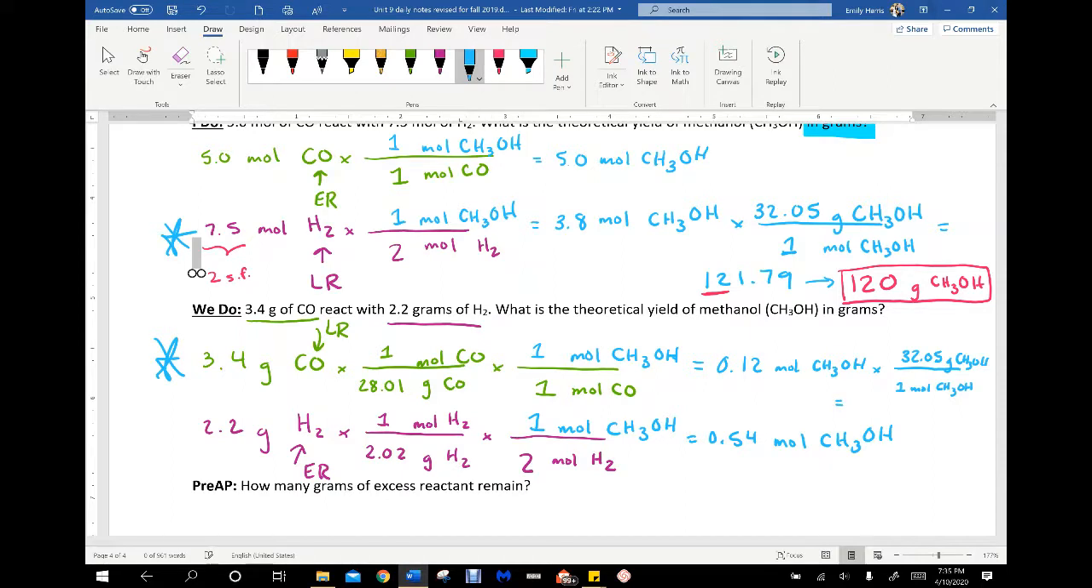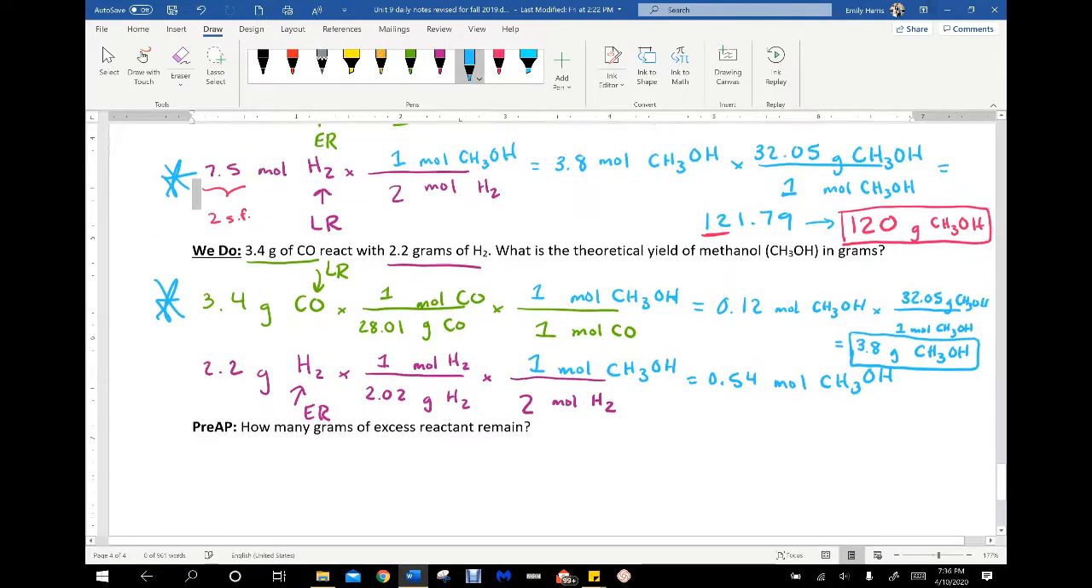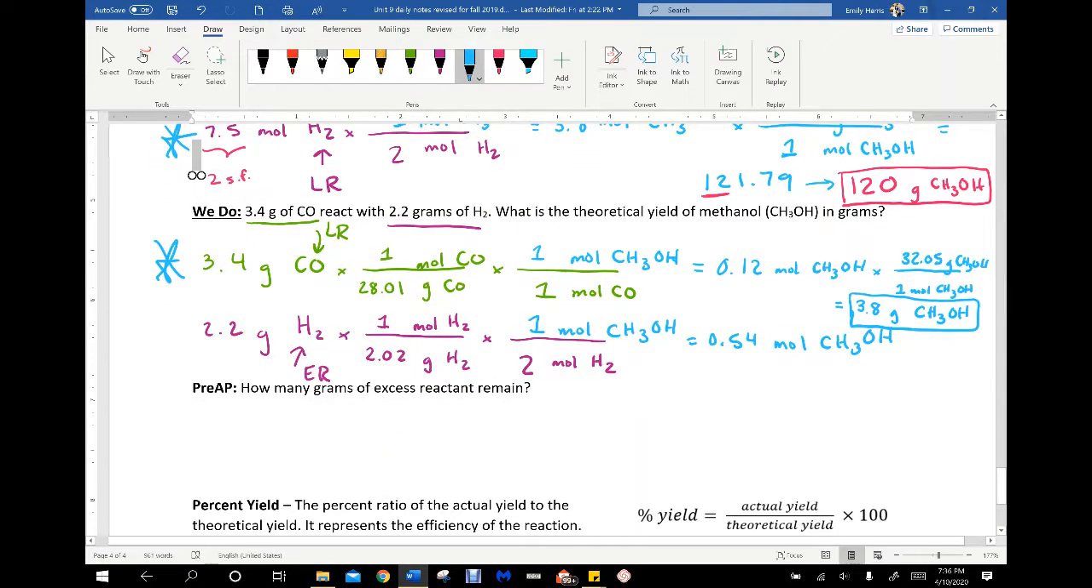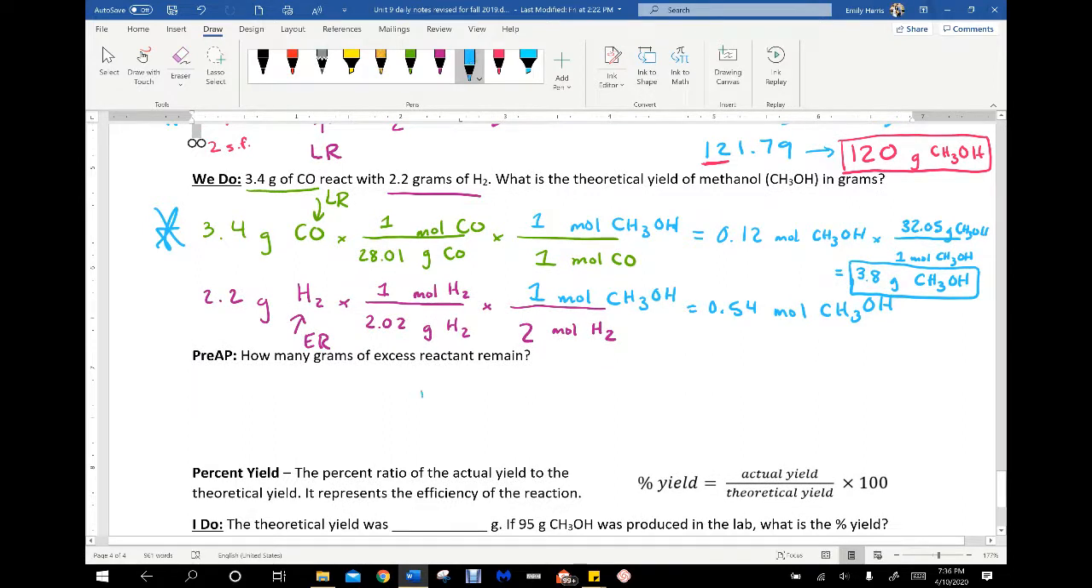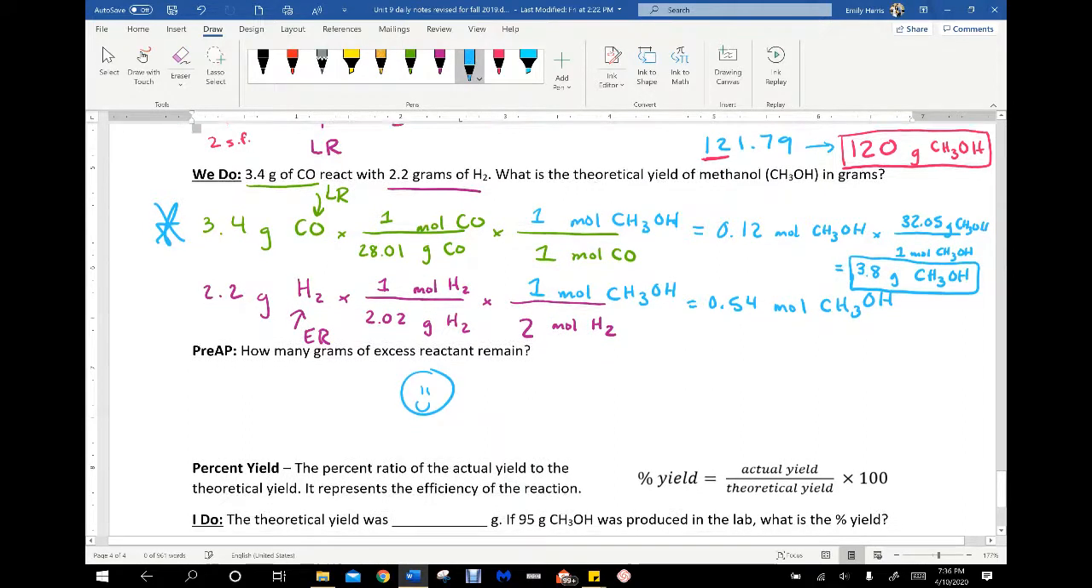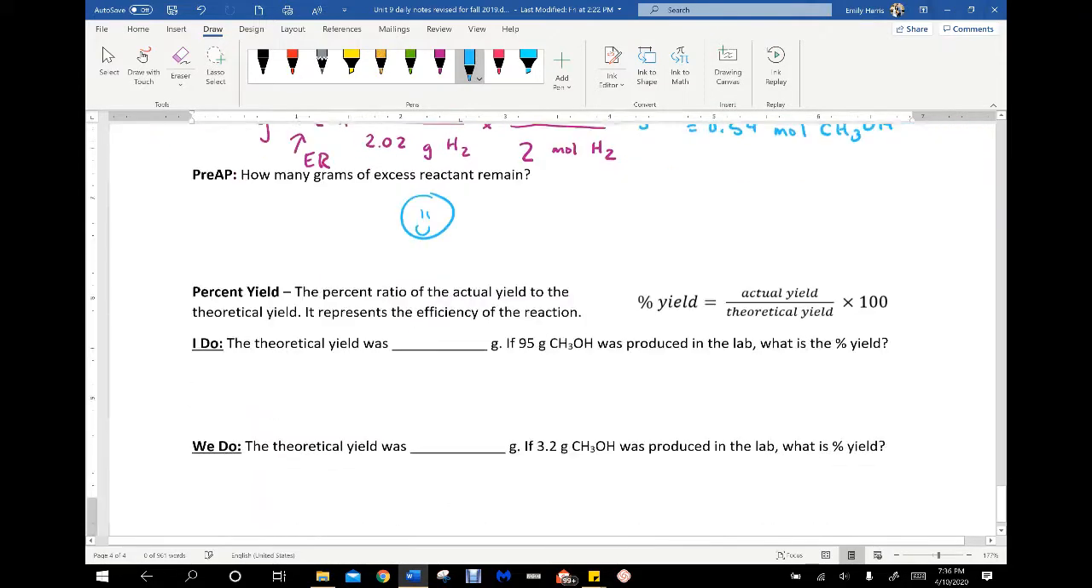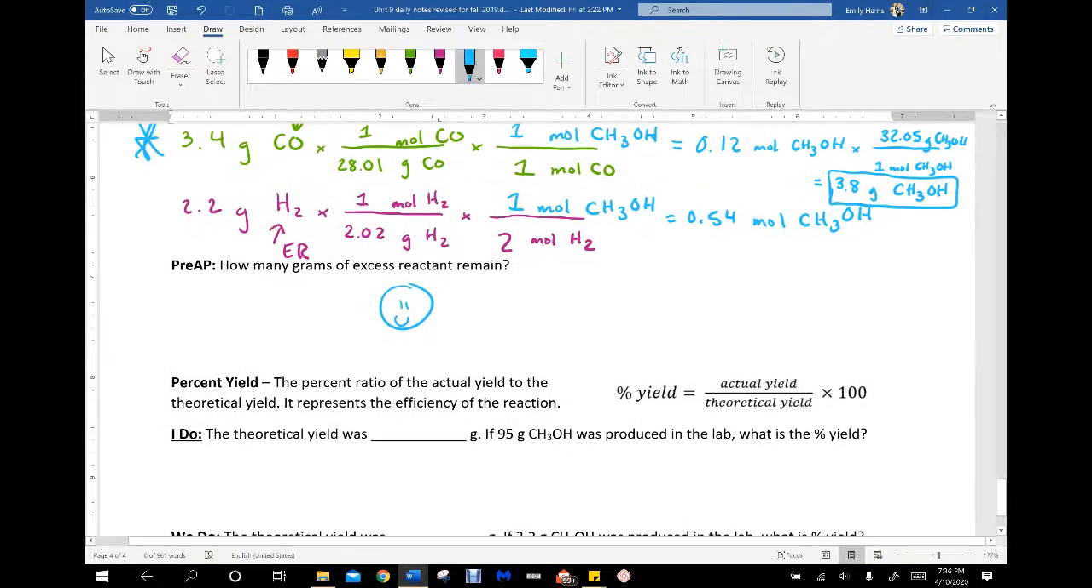Okay, and then we'll solve it one more time. 0.12 times 32.05 divided by 1 would get me 3.8 grams of methanol. And again, that's my theoretical yield. In theory, the amount of product I should make based on calculations from the limiting reactant. All right, this next part is kind of an extra thing for pre-AP, so we'll skip over that for now. And now we'll go and talk about percent yield.